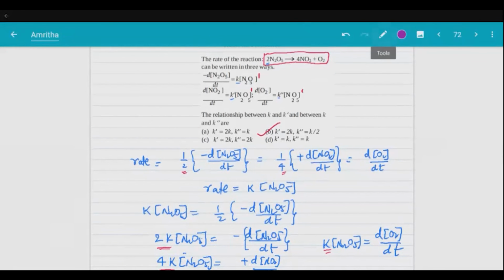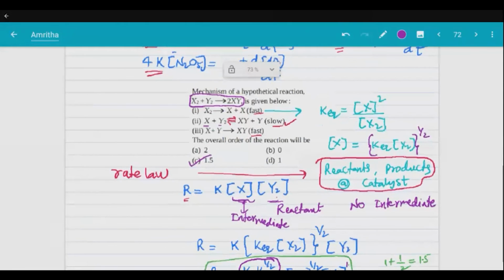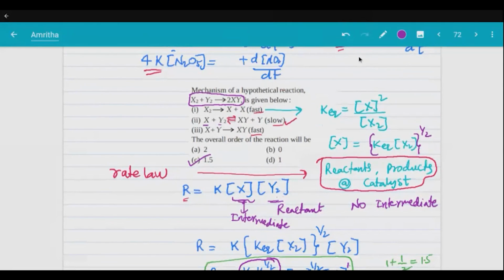K is equal to x square by x? No. I should write K equilibrium, products by reactants, right? So I have to write this x square by x2. I need to replace x only, so only focus on that x. Okay, Ramnathan. Just focus on x because every rate law should contain either reactants or products or catalysts, not the intermediate. X is the intermediate. I'm replacing x.